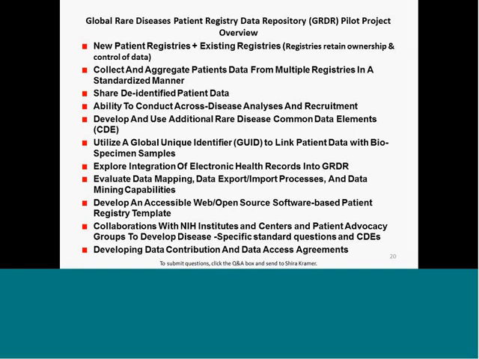Okay, thank you. So basically, we were trying to collect data from new patient registries and existing registries to aggregate that data from multiple registries in a standardized manner. This has always been a problem with rare diseases, where you might have multiple registries and multiple natural history studies going on at the same time, but they're not really organized that well, and they don't talk to each other as they go on. So our goal is to share this information and try to conduct cross-disease analysis. Hopefully we end up with the ability to recruit more patients into studies and to gain a much better understanding of the rare disease itself.